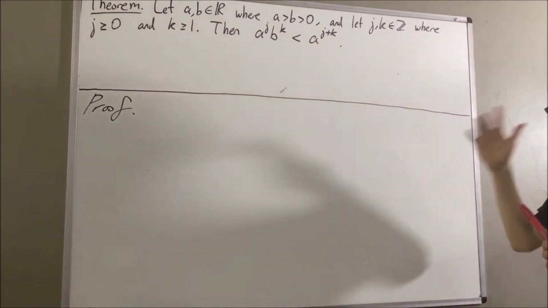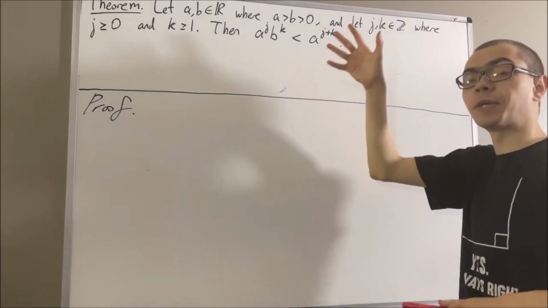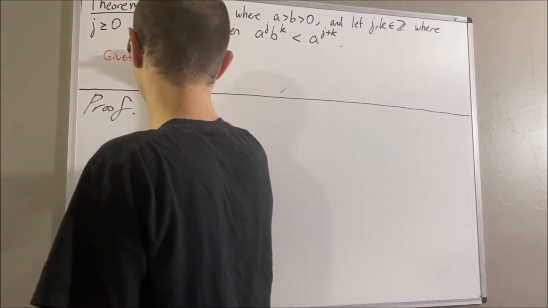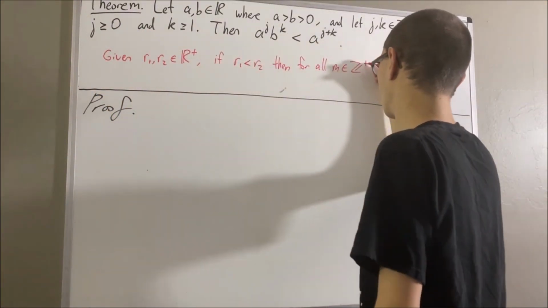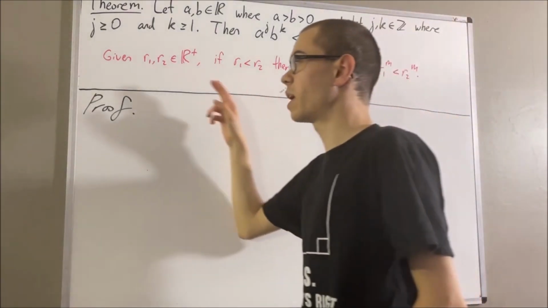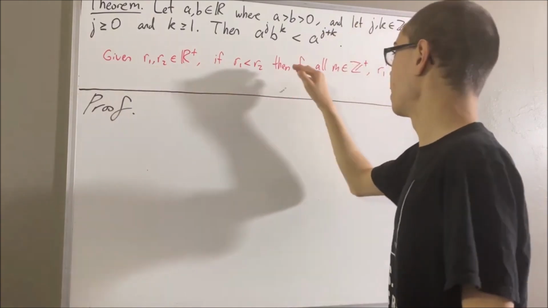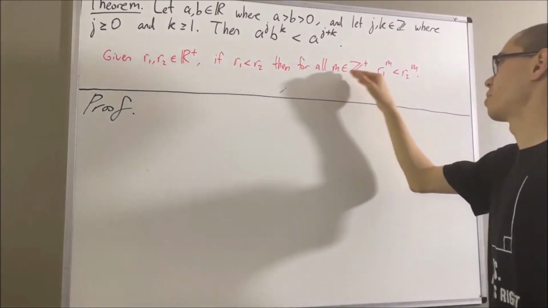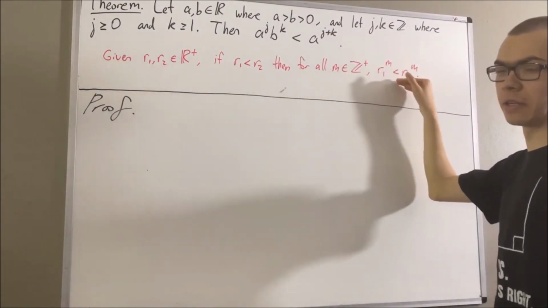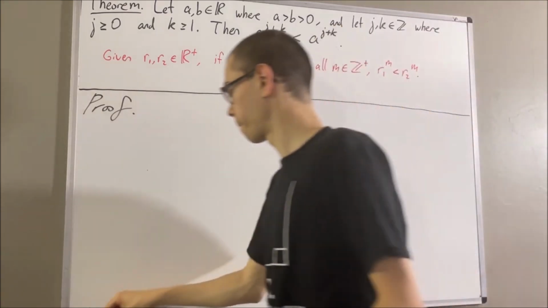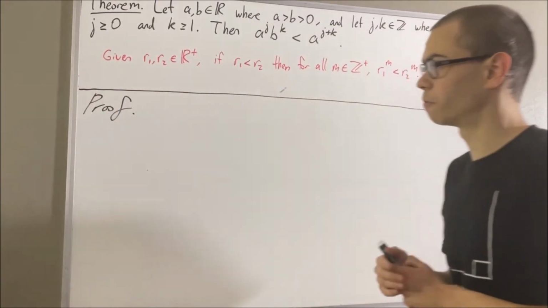Okay, now before we get to the proof, we are going to use the following fact in our proof. Given any two positive real numbers r1 and r2, if r1 is less than r2, then for all positive integers m, r1 to the power of m is less than r2 to the power of m. Okay, so now let's get into the proof.